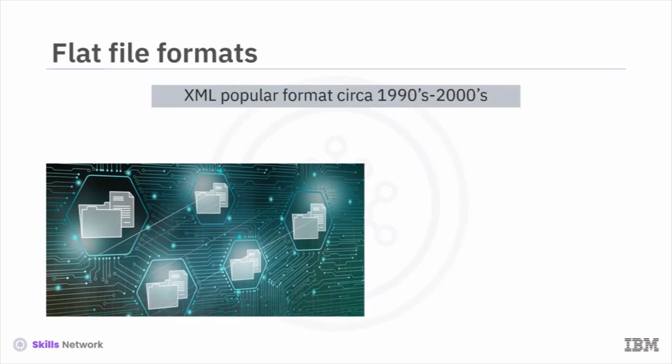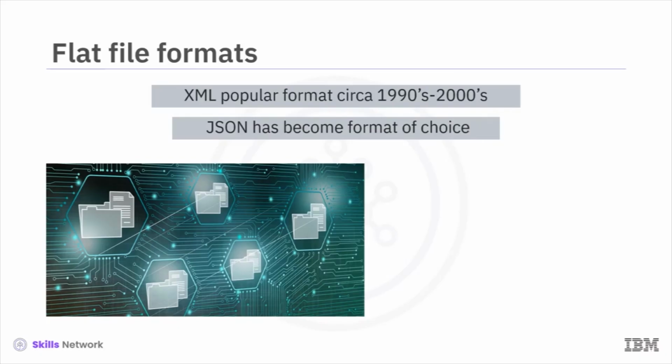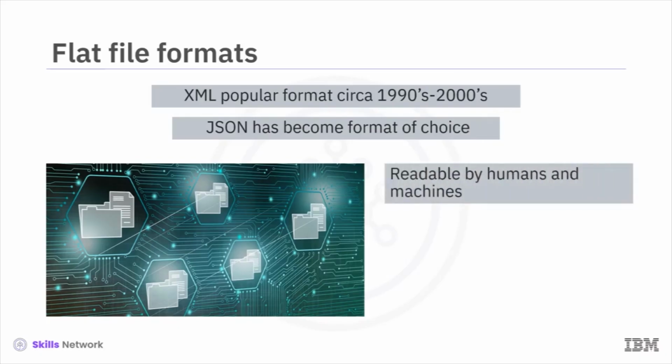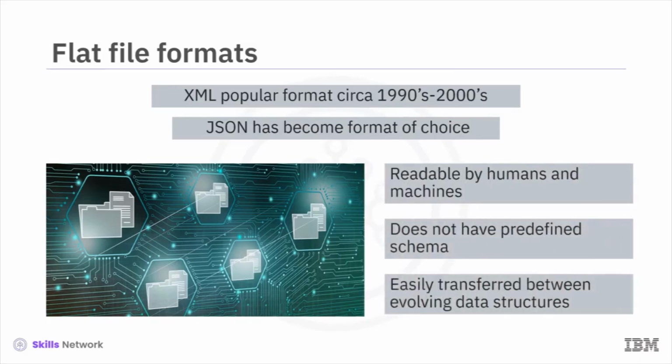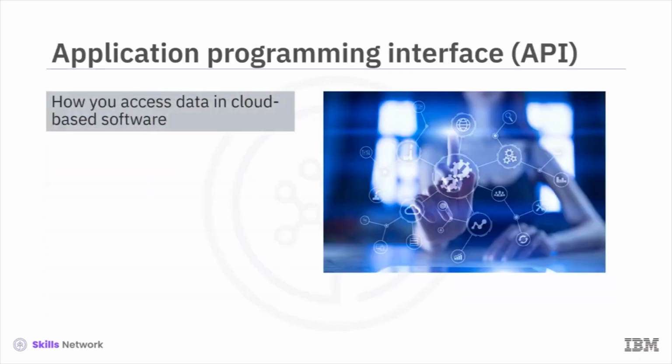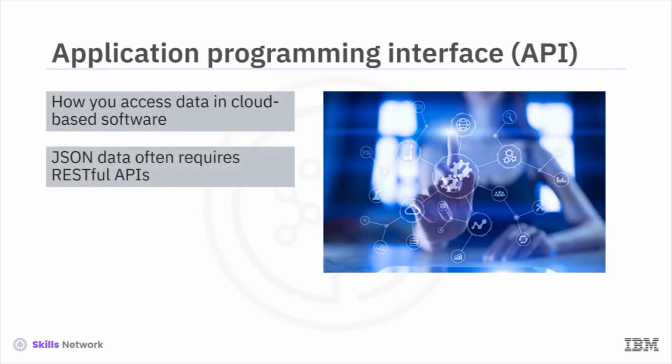For a number of years, flat files stored information about their structure in a format called XML. More recently, you see text data exchanged in JSON format, a straightforward format readable by humans and machines. JSON data does not have a predefined schema, so you can easily transfer it between data structures as they evolve. You can usually access the data in modern cloud-based software applications through an application programming interface or API. When dealing with JSON data, applications use what is called a RESTful API for data transfer.